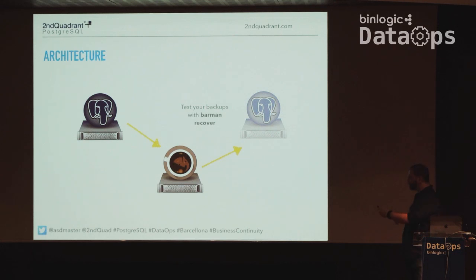So we have a master, a server that ships the WALs, and the backups are on the Barman server, and you can test your backup using the command barman recover, okay, on an external one. Good.